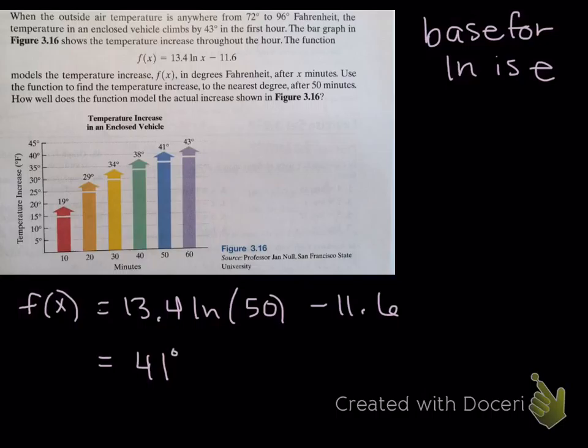And the question says, find to the nearest degree after 50 minutes, which we did, and it says how well does the function model the actual increase shown in the figure below. So we were only off by 3 degrees. So I would say that this function models the actual increase fairly well.